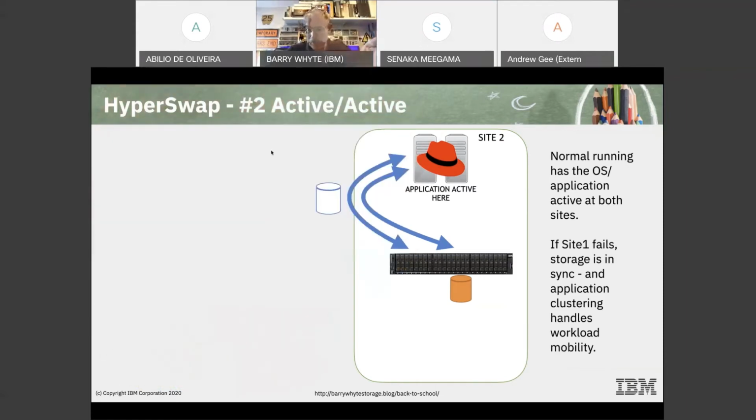your application is already running, it's already active, it's lost some of its nodes, some of the clustering piece may have to take over at the server side and move some of the workloads or restart them, but it's all handled by the application at that clustering level. So this gives you a true active type solution.